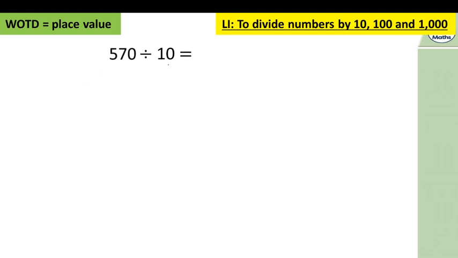So 570 divided by 10, remember you move one place value column to the right if you're dividing by 10, so my hundreds are going to go to my tens, and go to my ones. We're going to get 57.